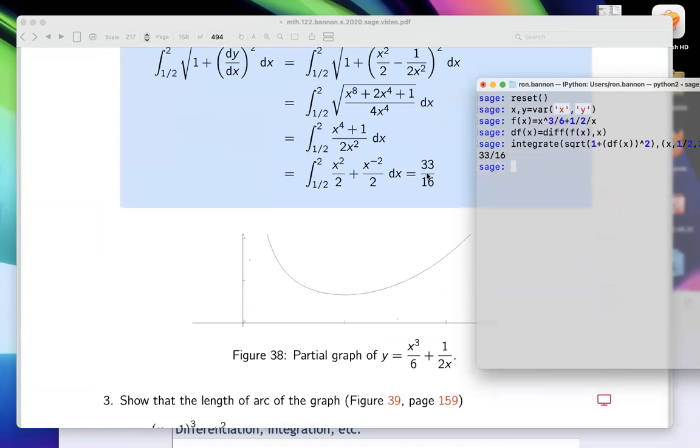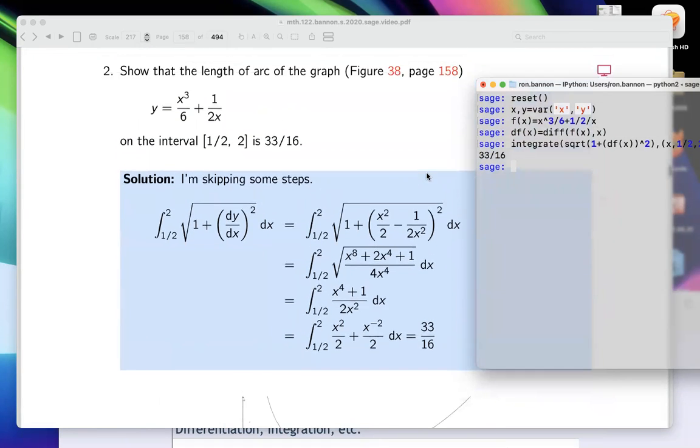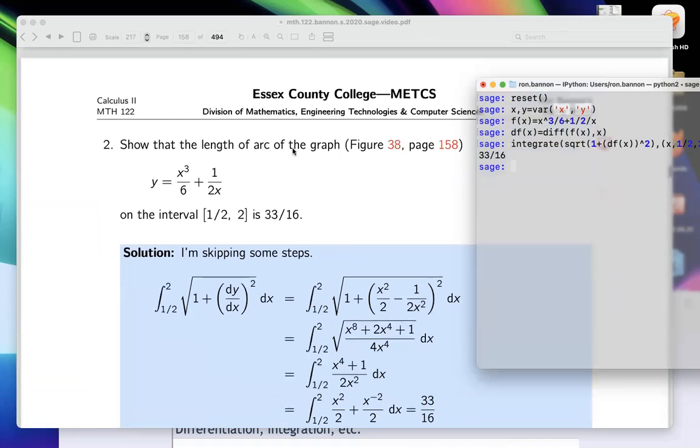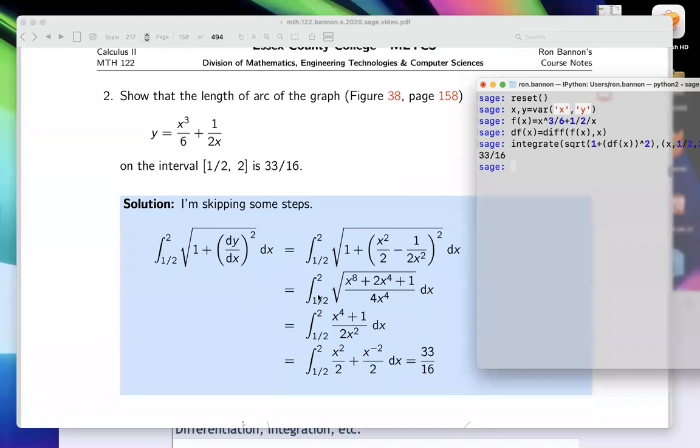Oh, right here. You see it? Let's see if it's the same problem, by the way. And I'm looking at it and it shows the arc length. Well, the function's X cubed over 6 plus 1 over 2X. I typed it in okay. And what I did was I went through the work. As I went through the work, I think you can appreciate that it's doable. I did it by hand. I typed it up and I got an answer, 33/16. And so does Sage, it does it pretty good too.